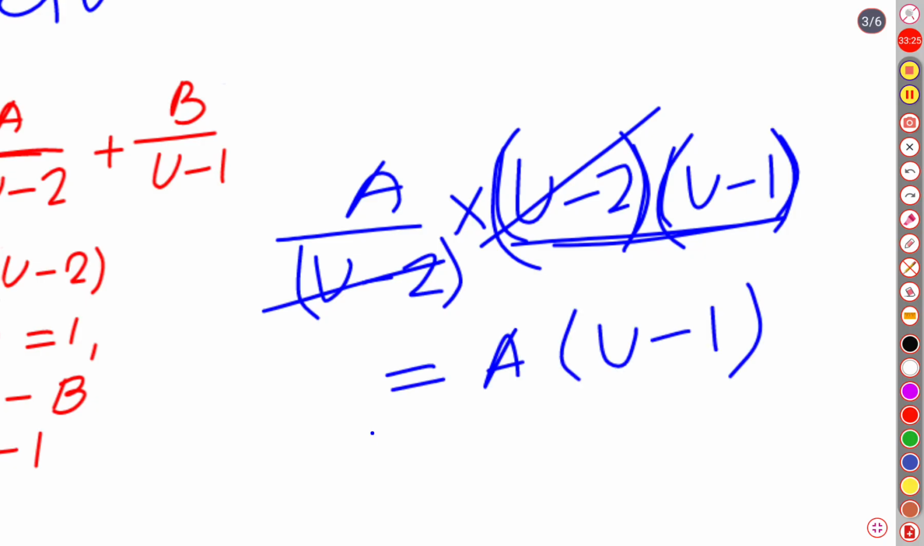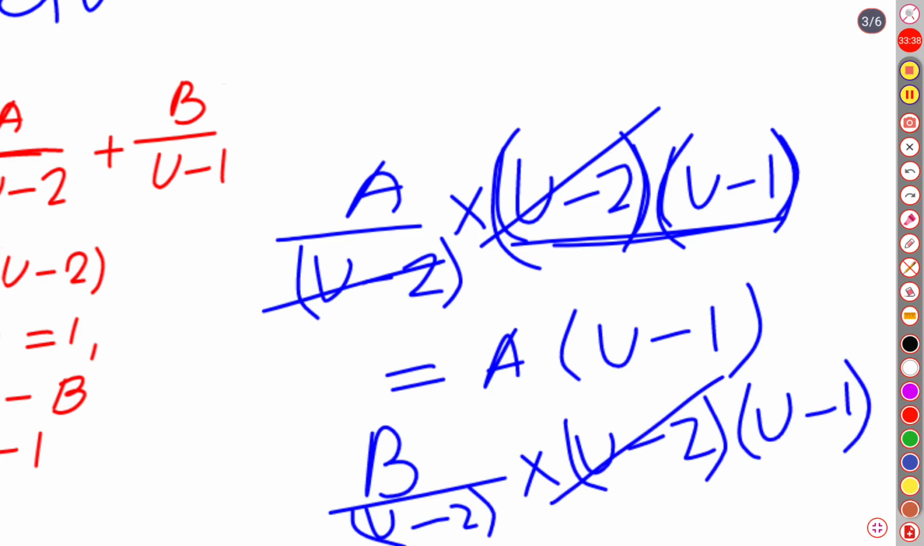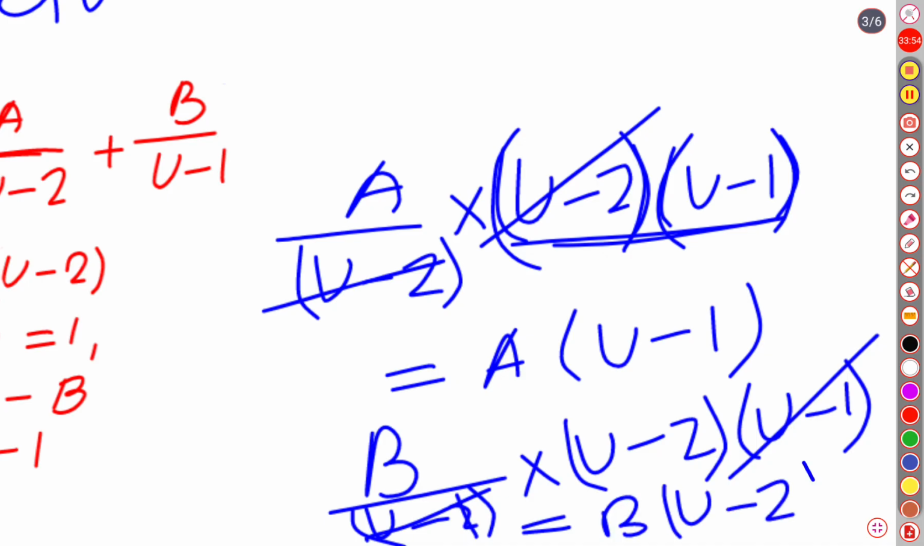Same goes for b. It was u minus 2, so if we multiply by u minus 2 into u minus 1, what will happen? This u minus 1 will cancel out the u minus 1, and what will remain is b into u minus 2. Just this simple concept has been applied here.